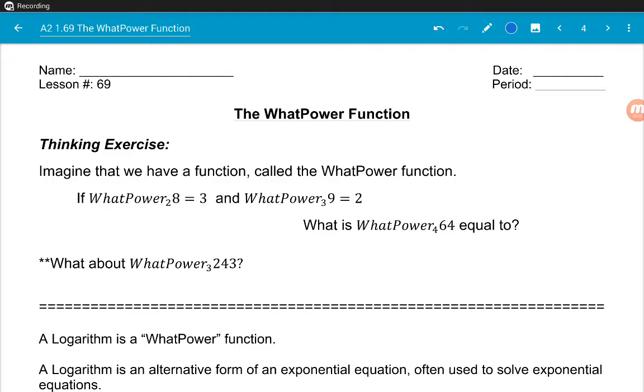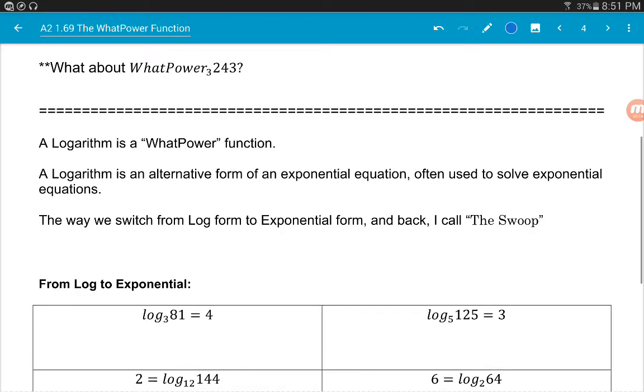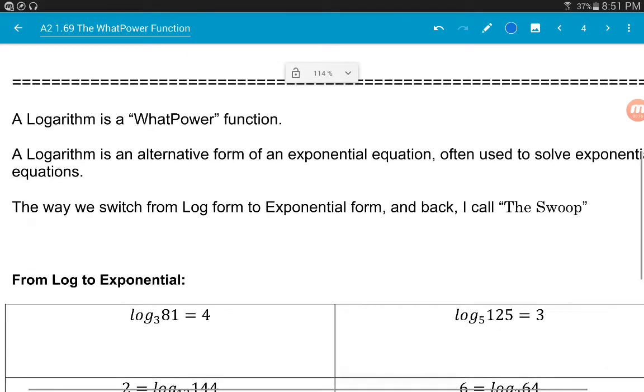Hey, this video is on lesson 69, which is the WhatPower function. This is an introduction to what we call logarithms. Now, a logarithm is a WhatPower function, and I'll explain what that means in a second. A logarithm is an alternative form of an exponential equation, and they're often used to solve exponential equations.